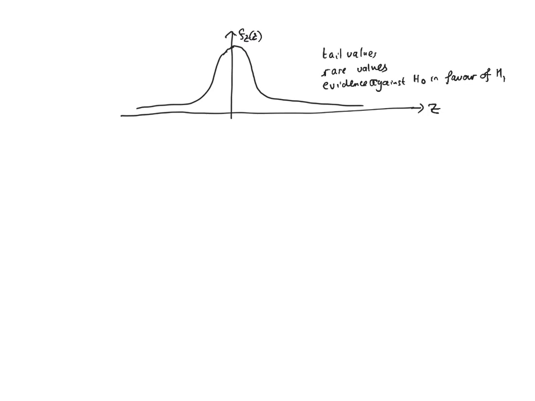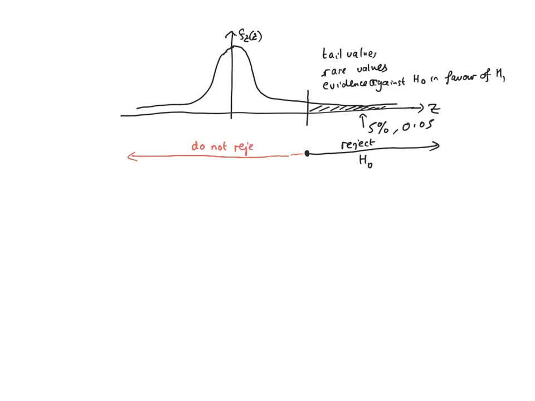So, how do we quantify rare? Well, one way we do it is we consider 5% of the time to be rare. So we cut off in the tail 5%. We've seen this before. Sometimes we write that as 0.05. And then our rule would be that we reject the null hypothesis if our value of the test statistic falls in the tail. And if the value of the test statistic does not fall in the tail, in the other 95% of the distribution, we do not reject H0. So that is how we quantify rare.